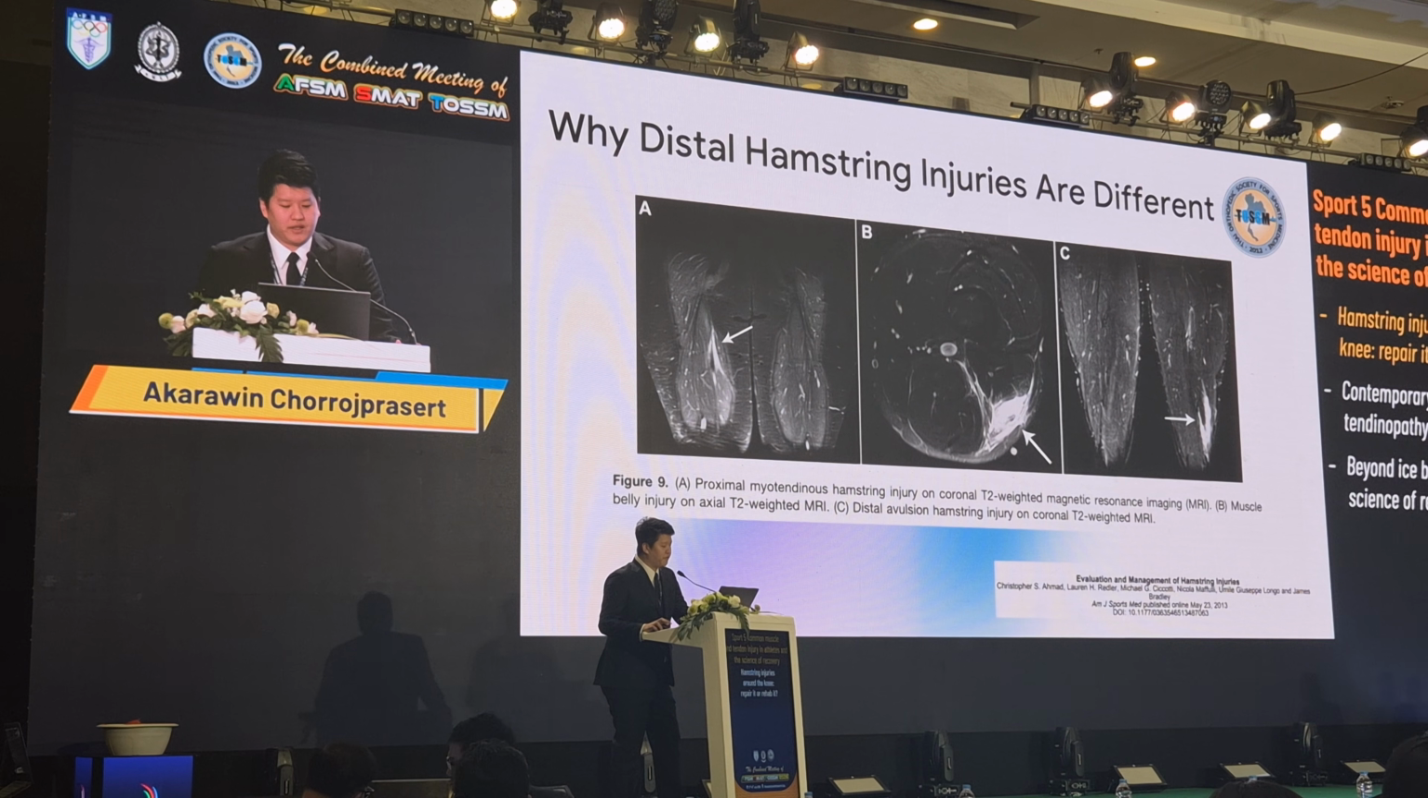So, how are distal hamstring injuries different? They differ from proximal injuries in both anatomy and biomechanics. Distally, the tendons have less muscular coverage and are subjected to higher strain. As a result, instability, retraction, and disruption of the length-tension relationship have a greater functional impact, particularly in athletes.